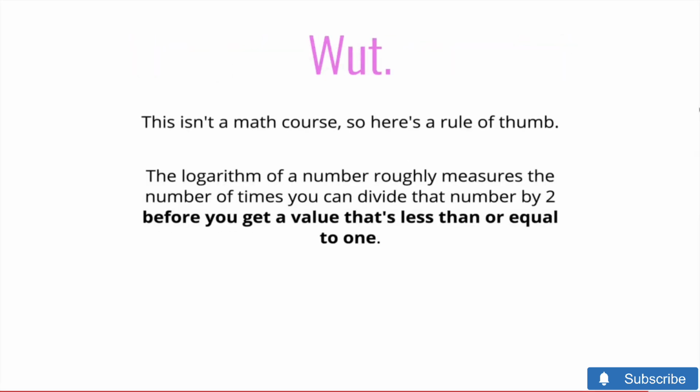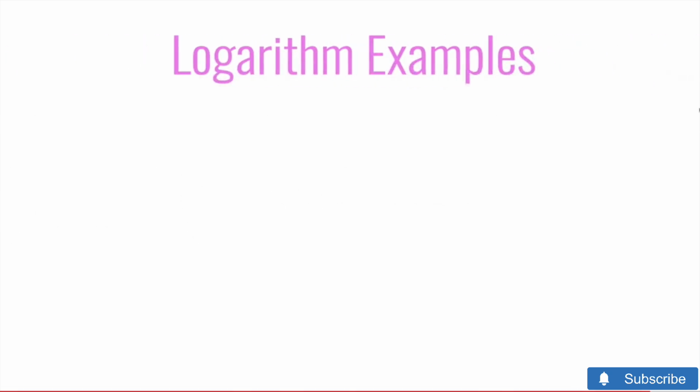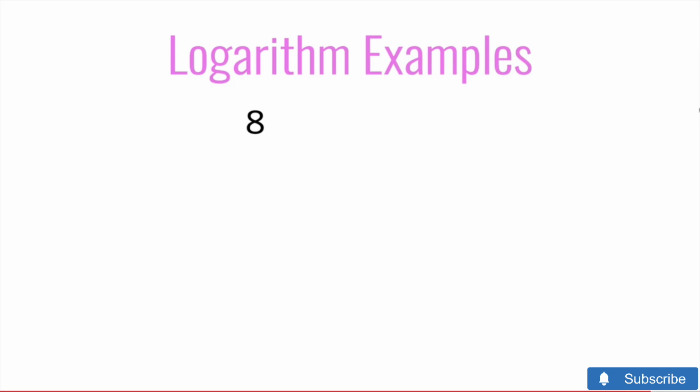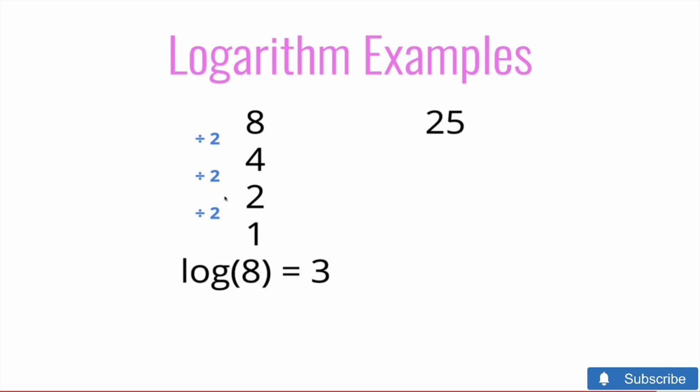If you want a rule of thumb, just to calculate it roughly, the binary logarithm of a number roughly measures the number of times you can divide that number by 2 before you get a value that's less than or equal to 1. So if we have 8, we're going to divide it by 2, and it's still greater than 1. So we're going to divide by 2 again. It's still greater than 1. Divide by 2 again. Now we hit 1. So that means 3. We divided 3 times, so the answer is 3.